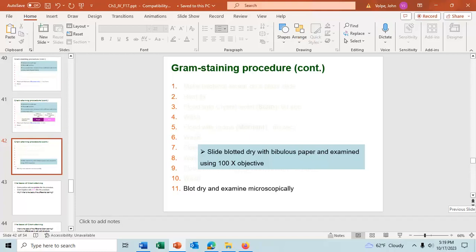You don't have to fold it, but I like to fold it. And then stick the slide in between the bibulous paper and then blot it dry. That means press gently on the bibulous paper. You do not rub the slide against the bibulous paper, or the paper against the slide, because that will rub off the cells. Although you could rub the bottom, but the top, you do not rub. You just blot it dry.